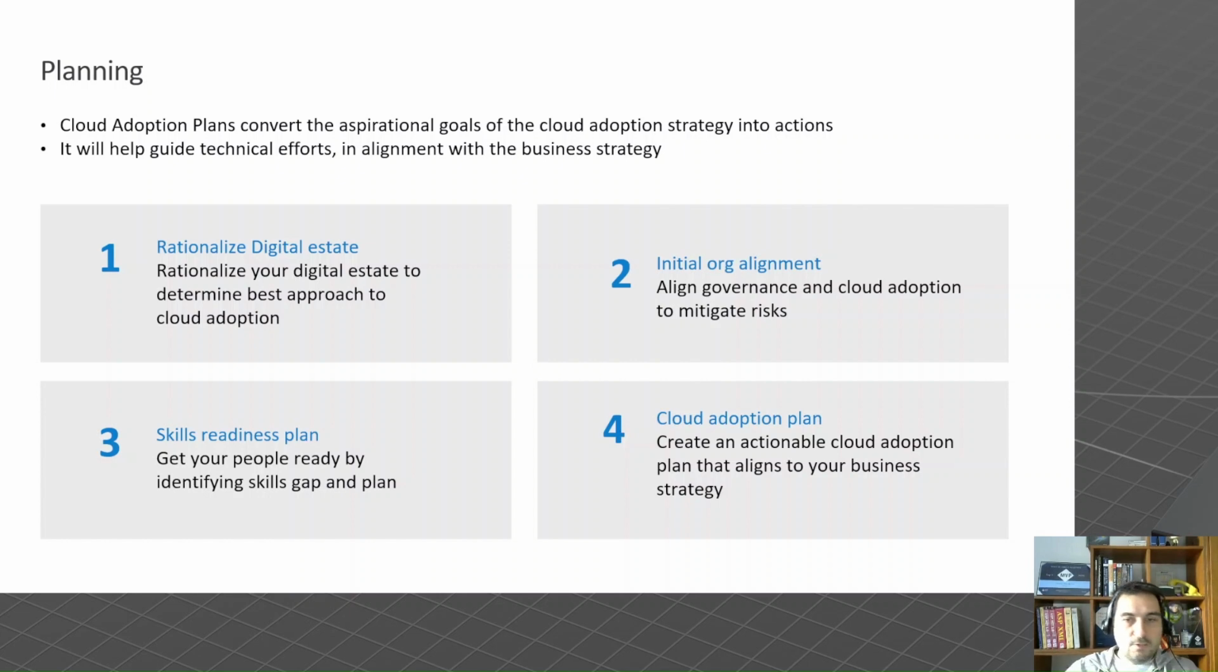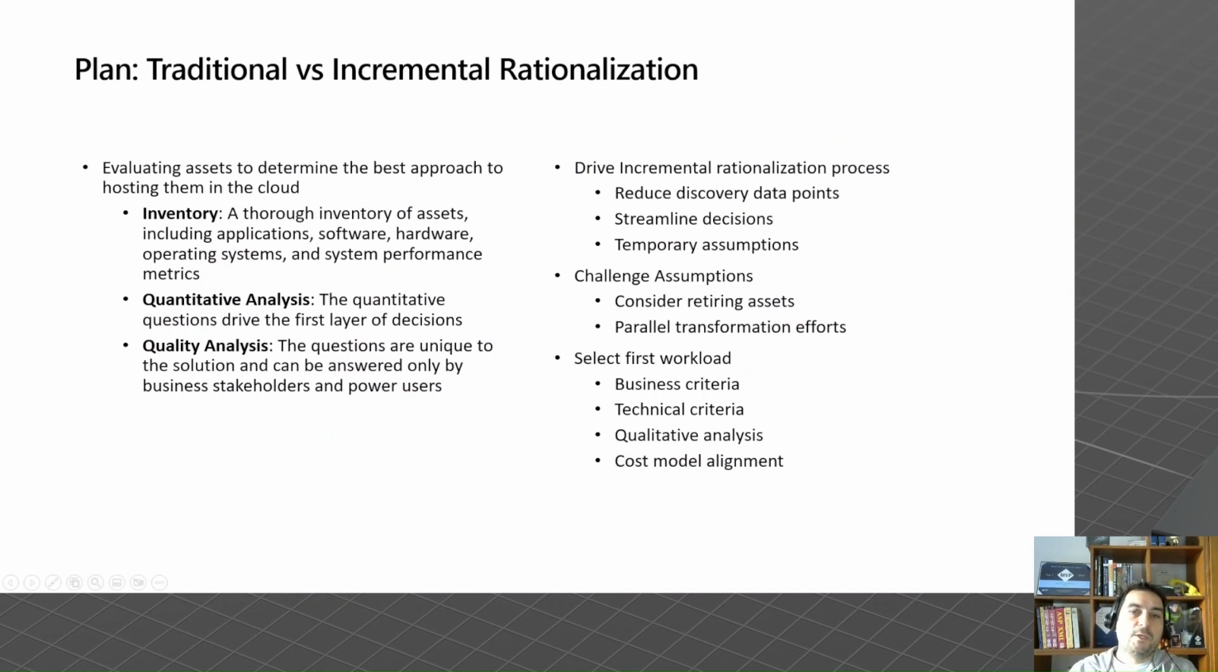Now, all these components need to be placed in the cloud adoption plan. And I'll talk about the cloud adoption plan a little bit later. Now, the cloud adoption framework perceives two ways, traditional versus incremental rationalization process of the digital estate. The traditional one is the one that takes time. Now, the question is, how much time do we have for the planning phase?